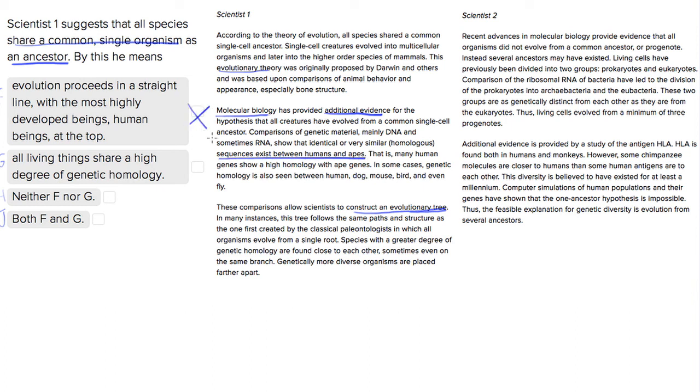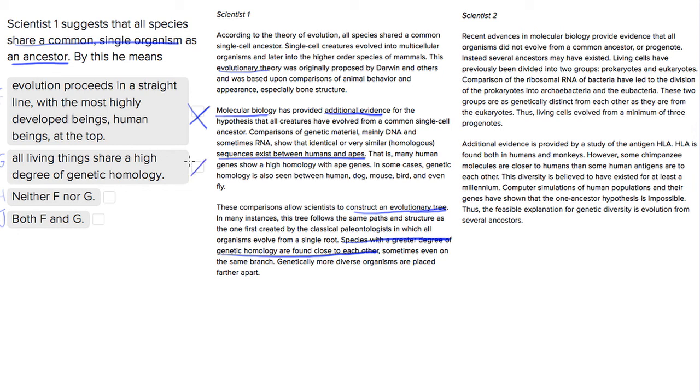Choice number 2, all living things share a high degree of genetic homology. So that's also not true. So species with a greater degree of genetic homology are found close to each other, but that implies that there are species that are not found close to each other on this tree who don't have a high degree of genetic homology. So that's not going to be right either.